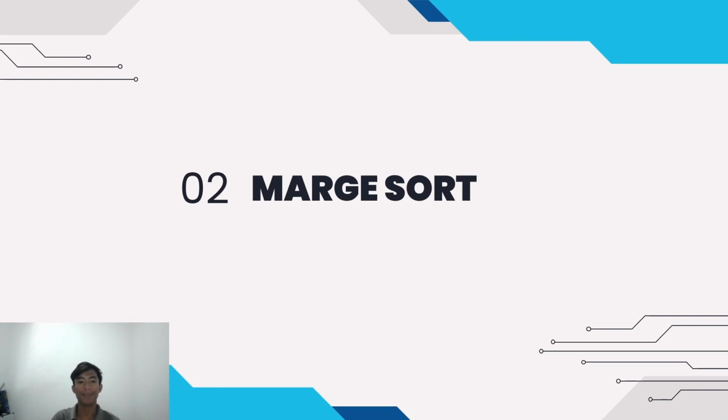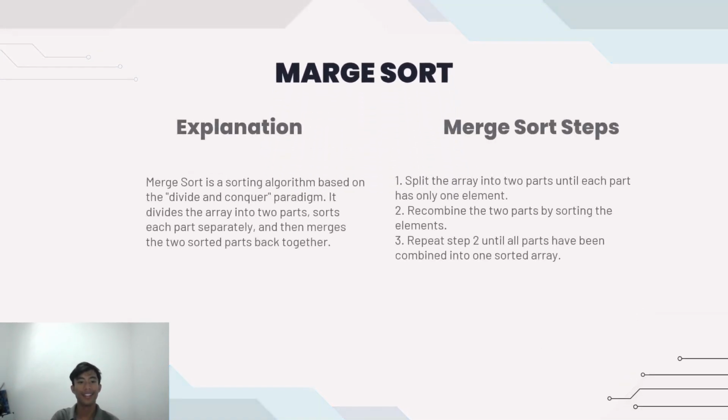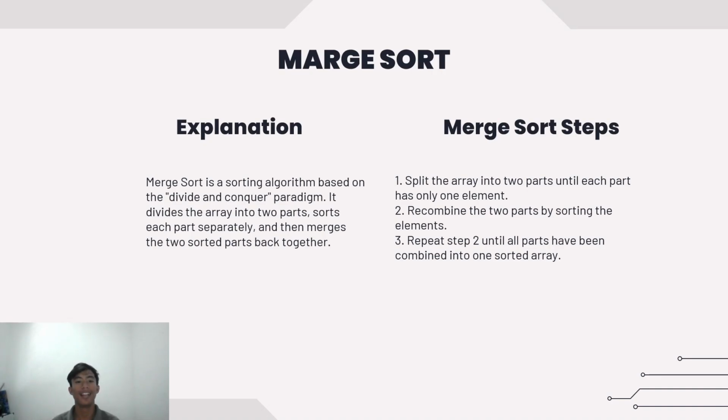And the second one, merge sort. Merge sort is a sorting algorithm based on the divide and conquer paradigm. It divides the array into two parts, sorts each part separately, and then merges the two sorted parts back together.